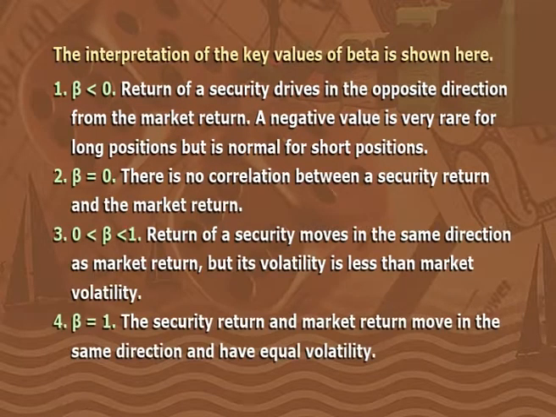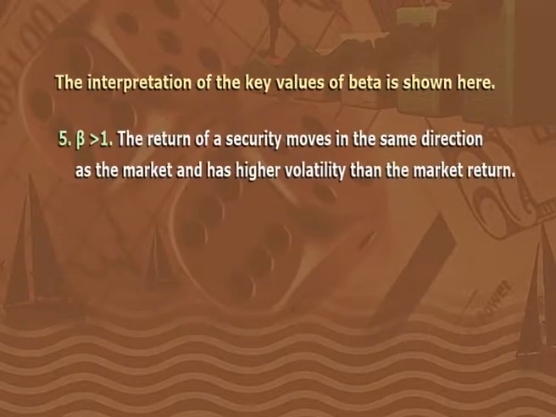If beta is equal to 1, the security return and the market return move in the same direction and have equal volatility. If beta is greater than 1, the return of security moves in the same direction as the market and has a higher volatility than the market return.